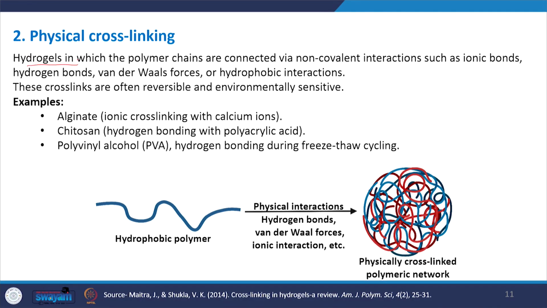Here the hydrogels are connected through non-covalent interactions such as ionic bonds, hydrogen bonds, van der Waals forces, or hydrophobic interaction. These cross-links are reversible and environmentally sensitive. Some of the examples are alginate. Here we can use the ionic cross-linking with calcium ions, and we can also use chitosan, where the hydrogen bonding with polyacrylic acid can be used as a kind of physical cross-linking. And third one is PVA, that is polyvinyl alcohol, hydrogen bonding during freeze-thaw cycling. So these are some of the examples of physical cross-linking.